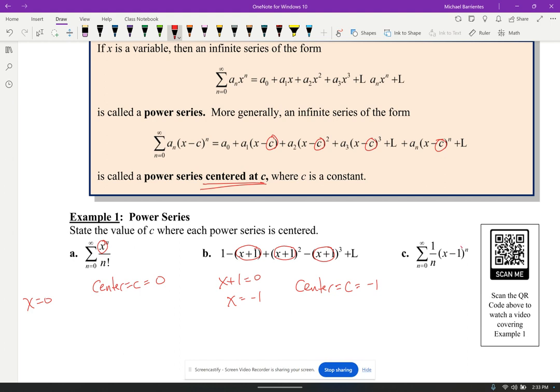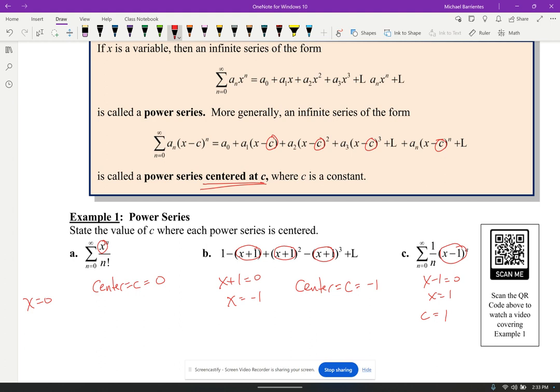And then finally, this is my base. So my base, set that equal to 0, solve for x, and there's my center. My c value is 1 because this is the number that I'm subtracting from x. It's a pretty easy task to find the center, but knowing where the center is going to help us as we find intervals of convergence for these power series.